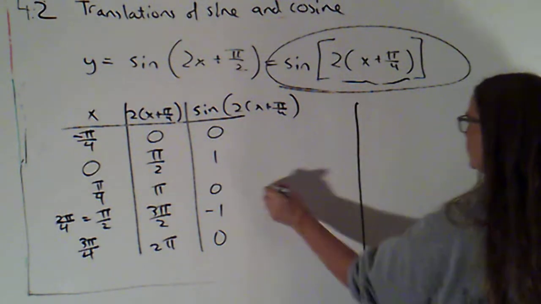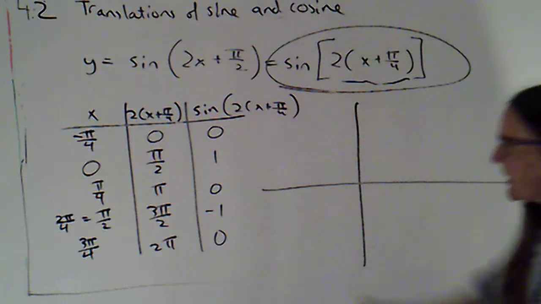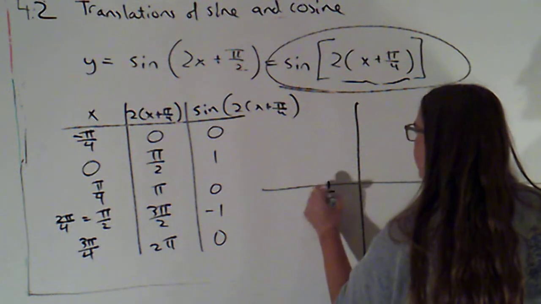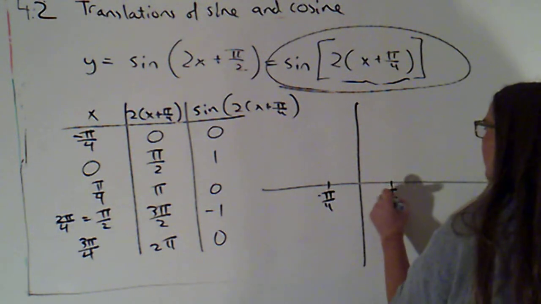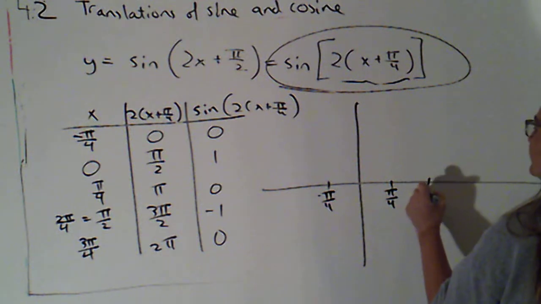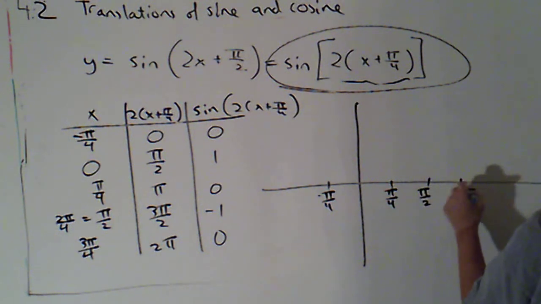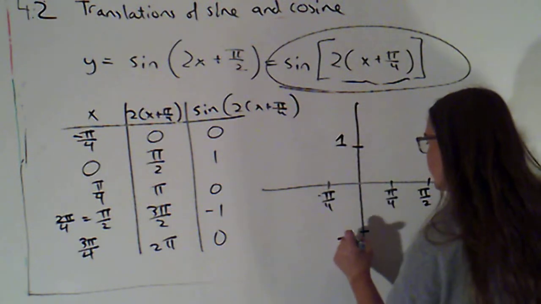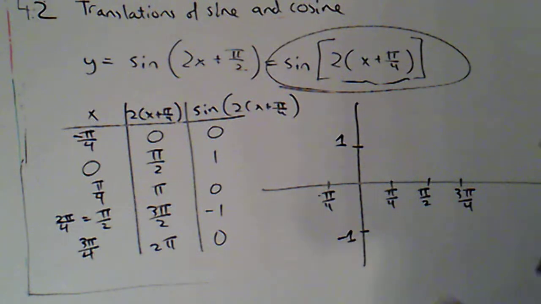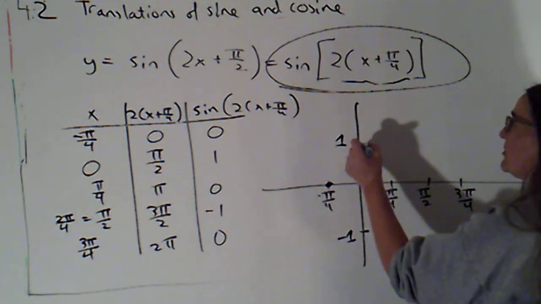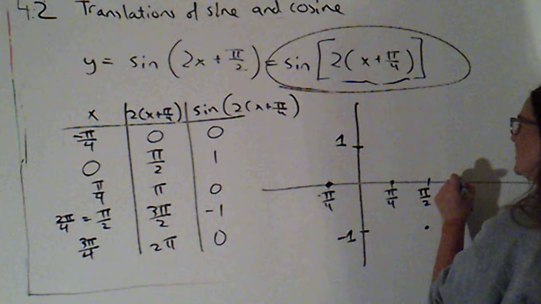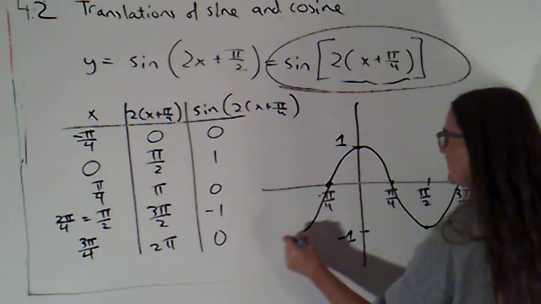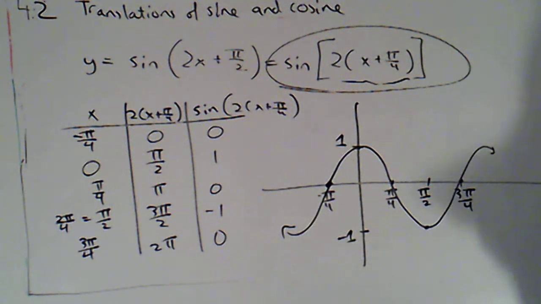All right, so I'm going to mark off. Now I'm not going to bother even to mark off my quadrantal angles. I'm just going to mark off, here's negative pi over 4, 0, pi over 4, 2 pi over 4, which we said was pi over 2, and then 3 pi over 4. My high value is 1, my low value is negative 1, and this is just a sine graph, so it starts at a middle value, high, middle, low, middle. Connect the dots with a nice, smooth, rounded curve. Don't forget your arrows. And there's our graph.